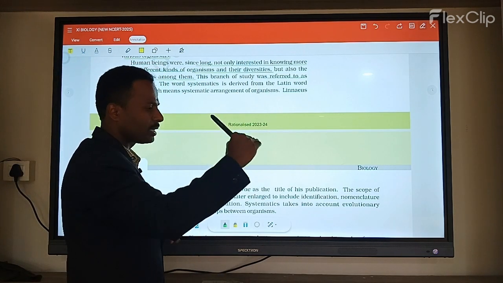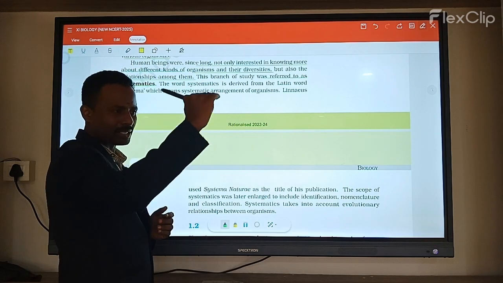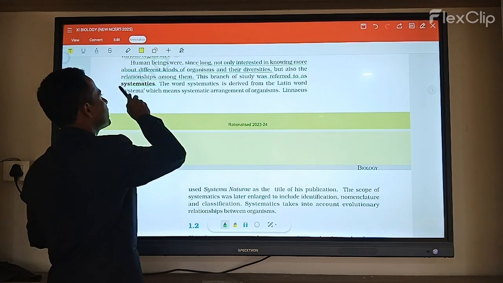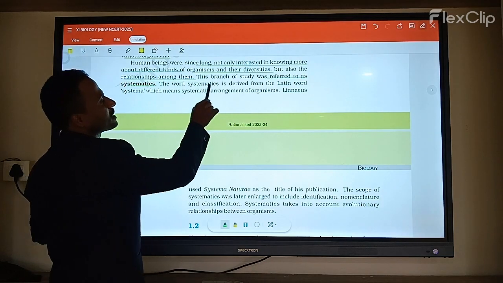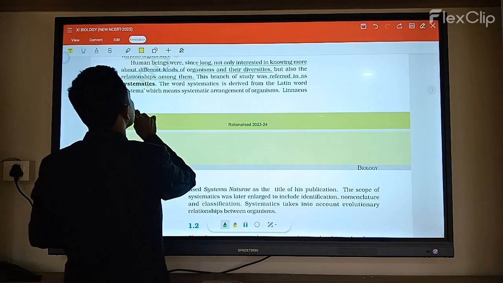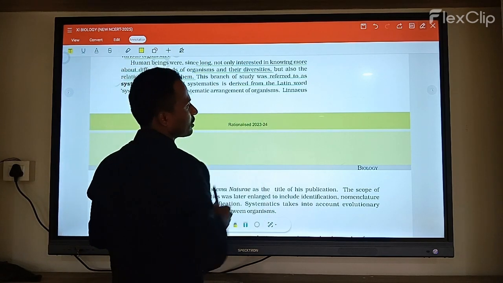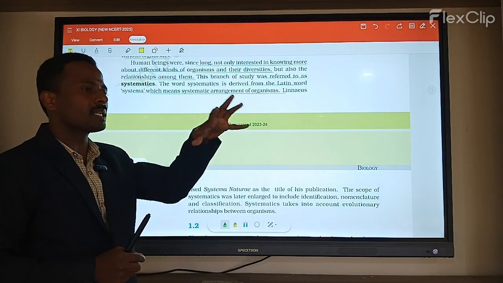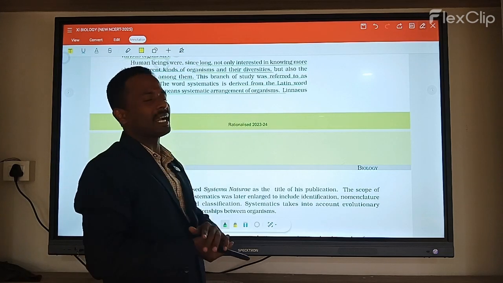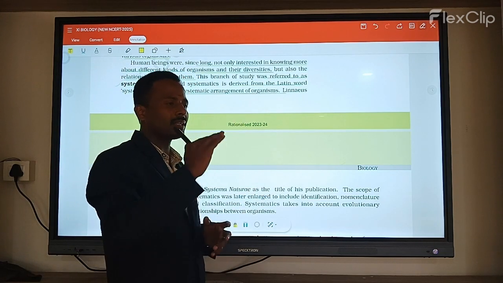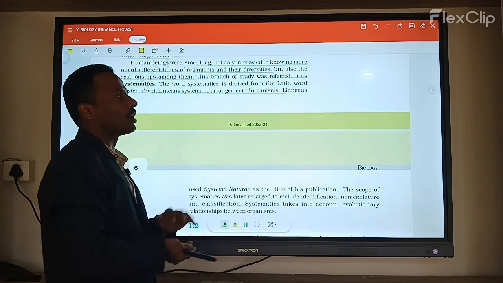So they are interlinked one by one, meaning they are systematically arranged. That is called systematics. The word systematics is derived from the Latin word systema, which means the systematic arrangement of organisms. So where does systematics come from? A Latin word. Systematics means the systematic arrangement of organisms.